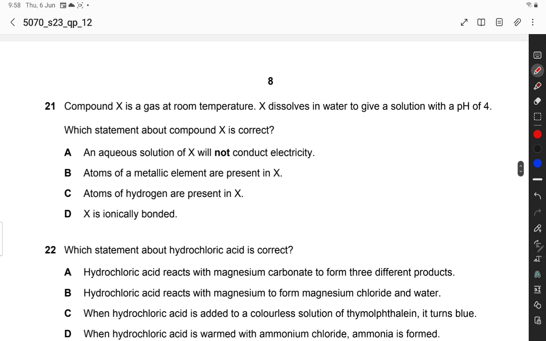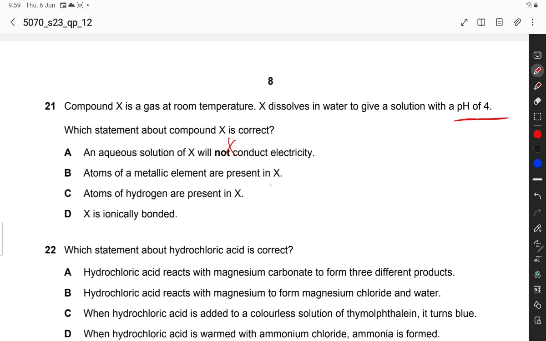Question number 21. Compound X is a gas at room temperature. X dissolves in water to give a solution with a pH of 4. Which statement about compound X is correct? An aqueous solution of X will not conduct electricity. X dissolves in water to give a solution with a pH of a weak acid, so it conducts electricity, so that's why it is incorrect.